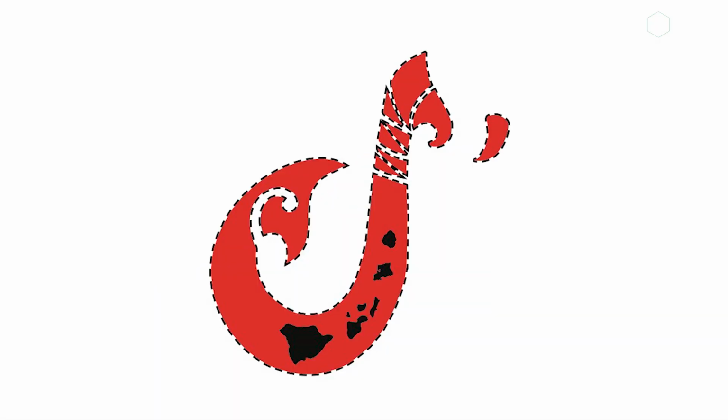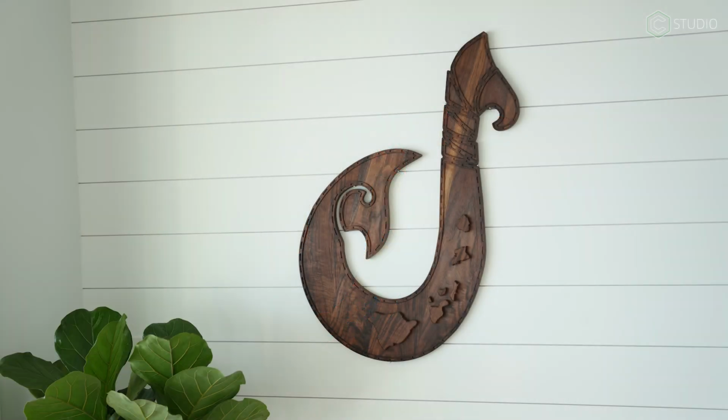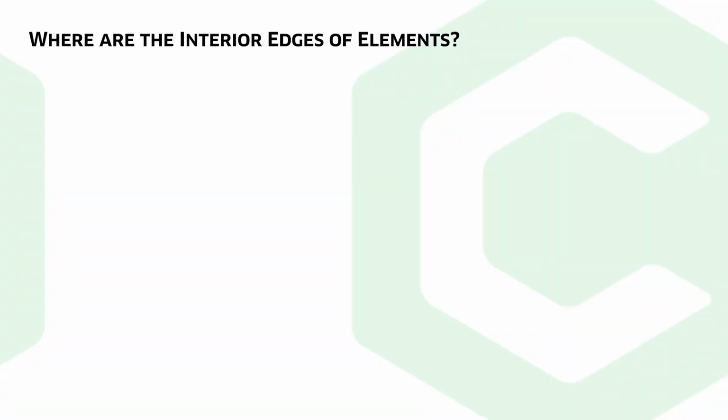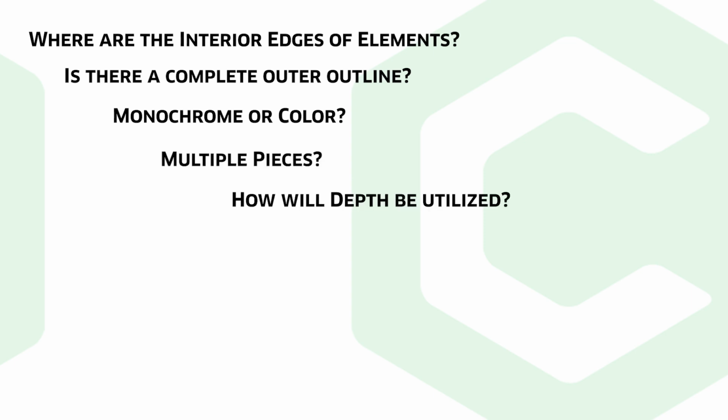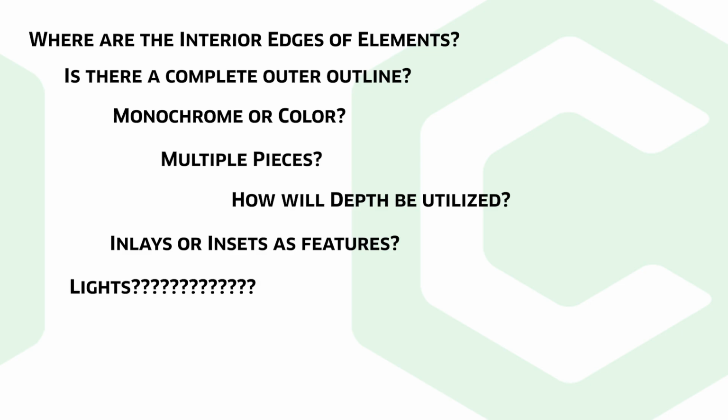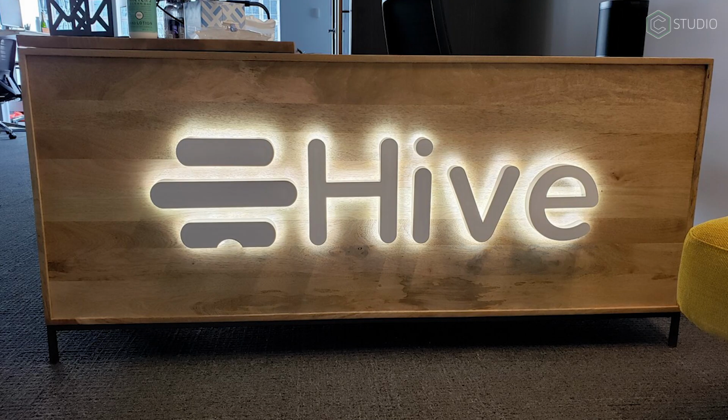Okay, this is the logo I was given, and this is my final build. The moment I get a logo, here are some of the factors my brain immediately begins balancing. Where are the interior edges of the elements? Is there a definite outer outline? Will this be a monochrome build or incorporate color? Will there be multiple pieces? How can I use depth? Would inlays or insets make sense? Would lights be a nice addition? And I'll tell you, 90% of the time, they are.